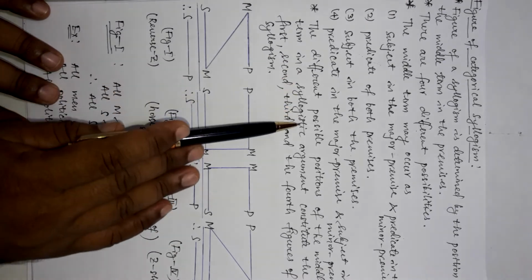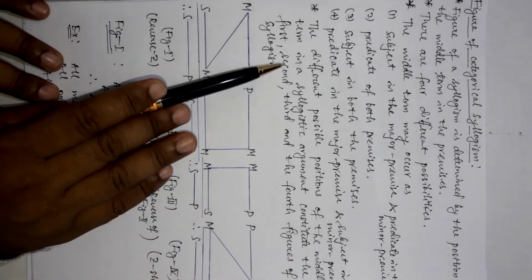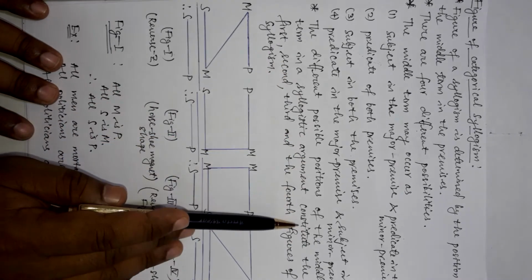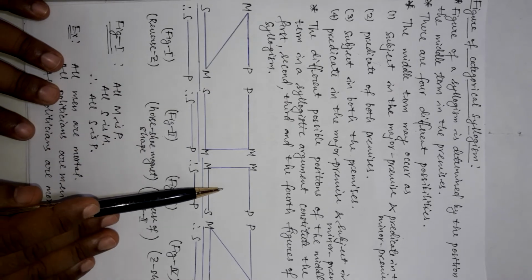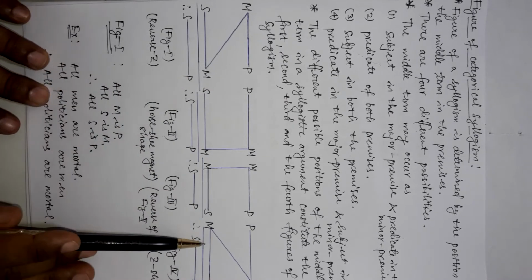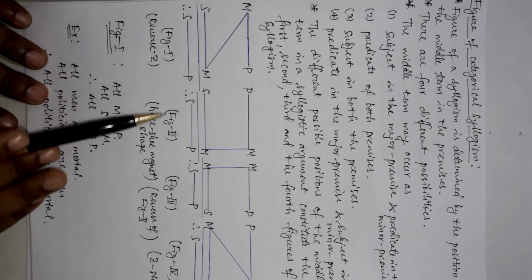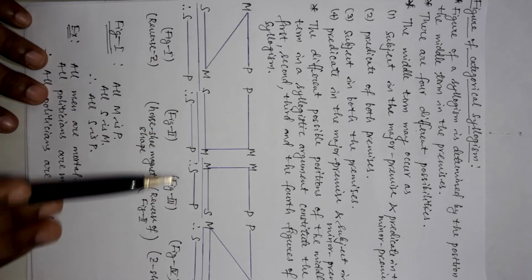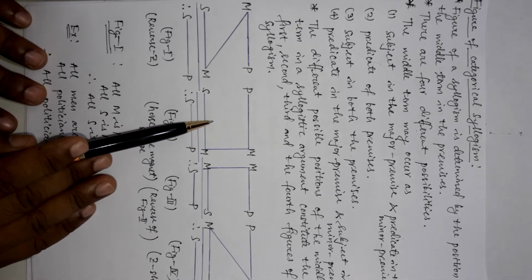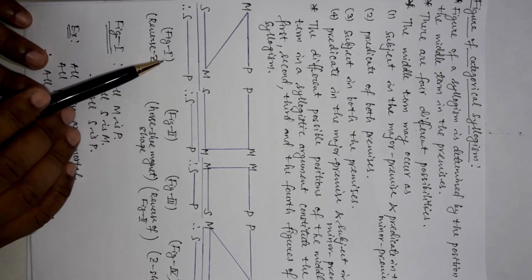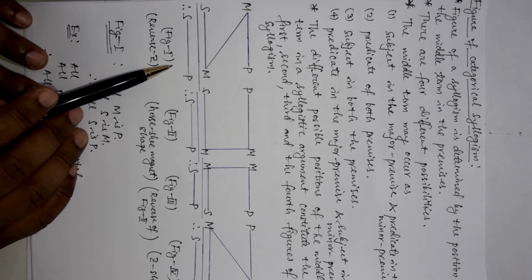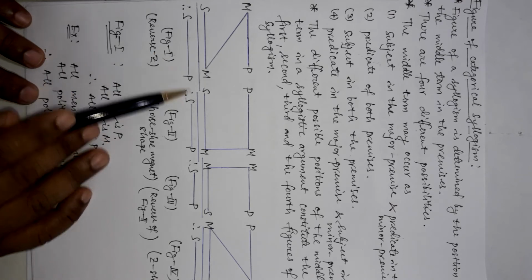which says that the subject is related to the predicate in the conclusion part. Now, the different possible positions of the middle term in a syllogistic argument constitute the first, second, third and fourth figures of syllogisms. You can see this figure 1, figure 2, figure 3, figure 4. These are all called the four different figures of syllogisms.